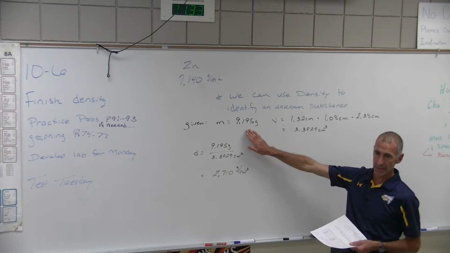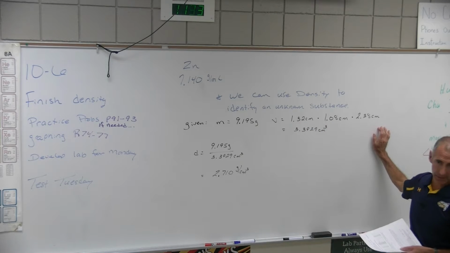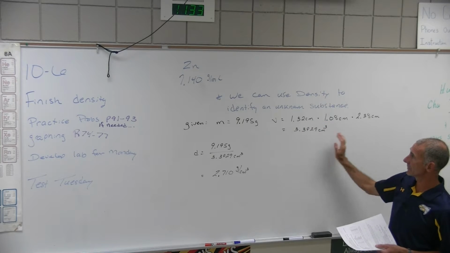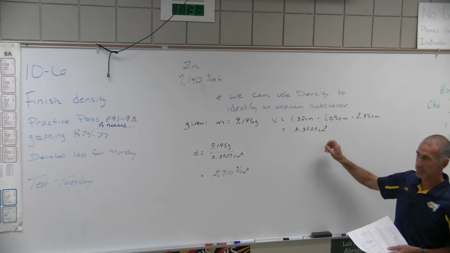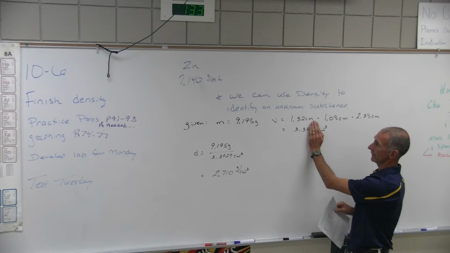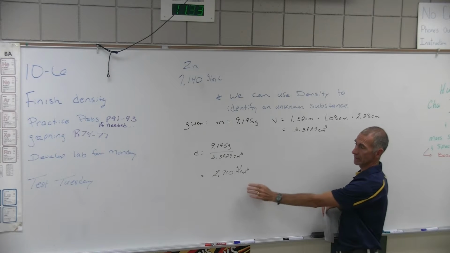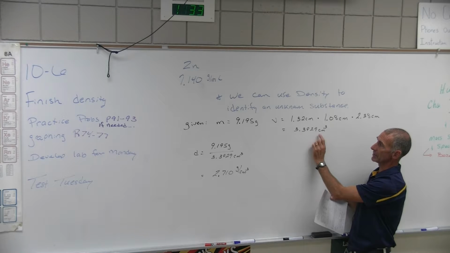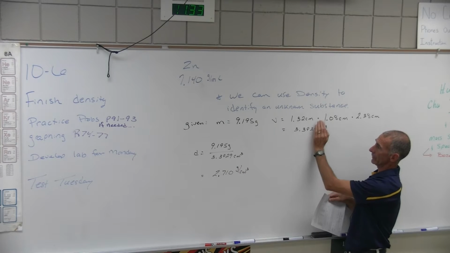So in the problem, we're given mass, which is one of the variables that we need. We're given dimensions of the block, length times width times height. So the length times width times height gives us the volume, and we get 3.3929 centimeters cubed. One thing you also need to be aware of is we don't do any rounding during this, because this is not our answer. We don't round until the end. This is what we call an intermediate step. So the rule of thumb is we usually keep one or two extra digits as we move over to here.